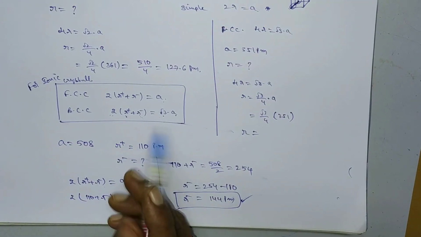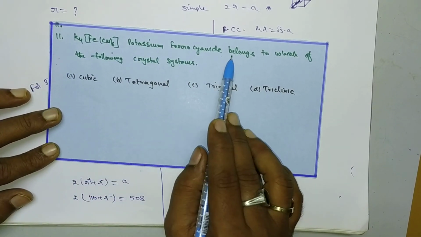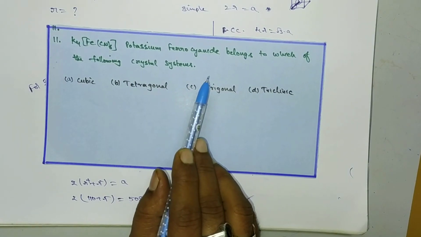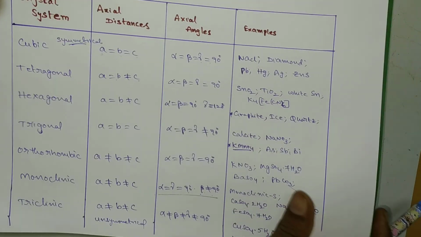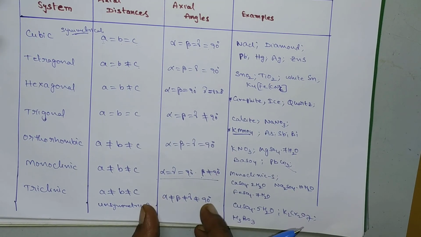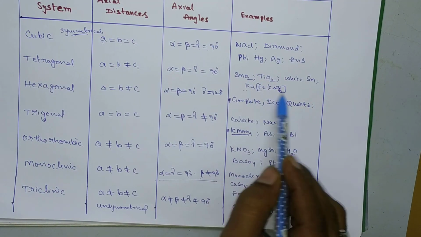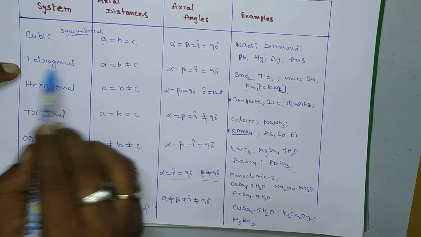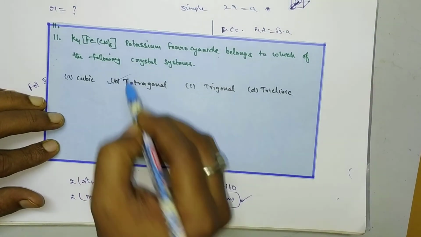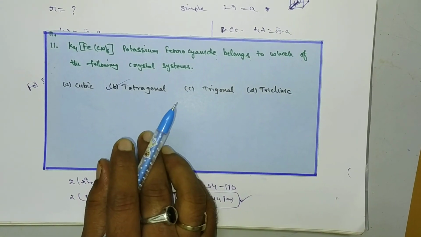And next one. So K4[Fe(CN)6], that is potassium ferrocyanide. The potassium ferrocyanide belongs to which of the following crystal systems? So here I gave some examples for 7 types of crystal systems. So here are 7 types of crystal systems. You have to remember this by using this trick, CtH2OMt. So here the potassium ferrocyanide belongs to tetragonal geometry. So here the crystal system is tetrahedral crystal system. So here it is, the option is tetrahedral, sorry, tetragonal. So here it is tetragonal.